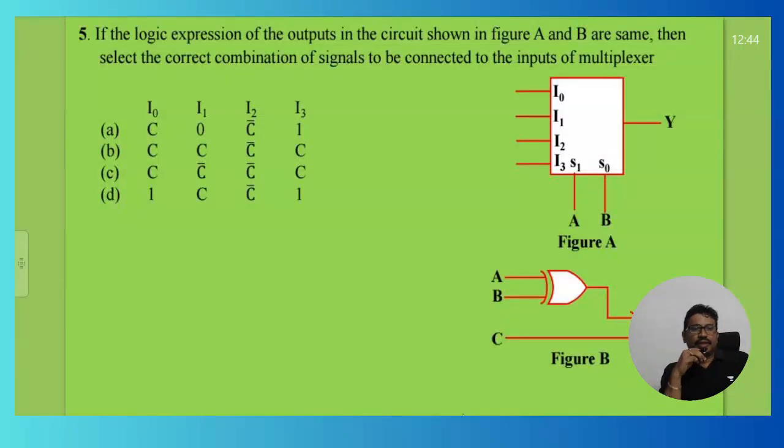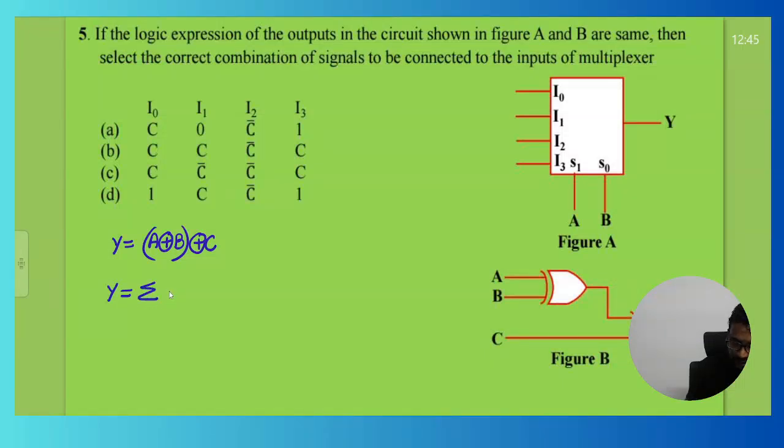Next. If the logic expression of the output in the circuit shown in figure A and B are the same, then select the correct combination of signals. Tell me now, here this XOR gate, what is the output we require? Y. Y we require as A XOR B and XOR with C. So this is nothing but, we know these minterms now. What are the minterms required? 1, 2, 4, 7. XOR gate minterms we need, right?